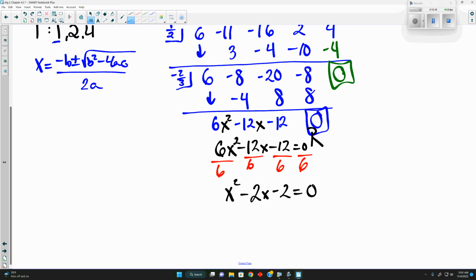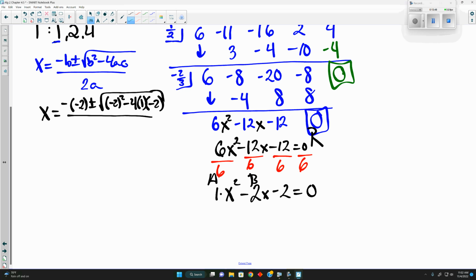minus 2. Because plugging in 6, negative 12, and negative 12 is not as easy as plugging in 1, negative 2, and negative 2. Those are easier to work with. So what we can say here is x is equal to negative b. Well, b is negative 2. Plus or minus the square root of negative 2 squared minus 4 times a, the number in front of x squared, which is 1, times c, all over 2 times a. Questions on this here?